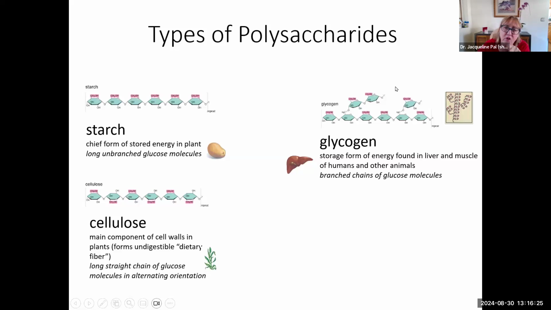And in the branching, the starch is all the equivalent of starch. The glucose monomers are all aligned in one direction, and they form these little spirals because they're all aligned. And this is glycogen.